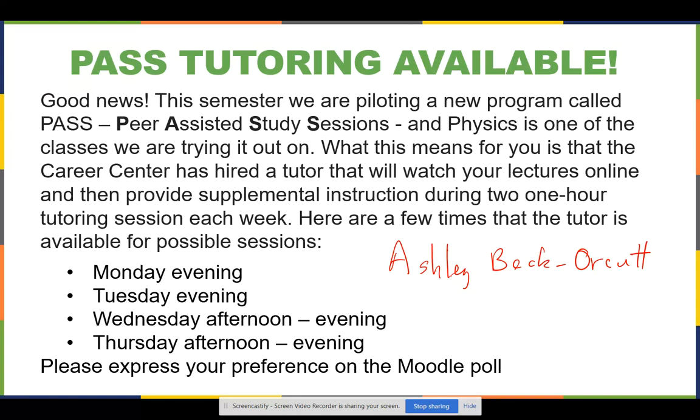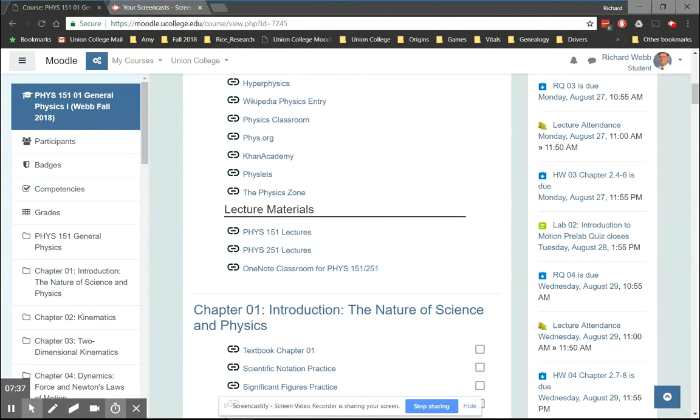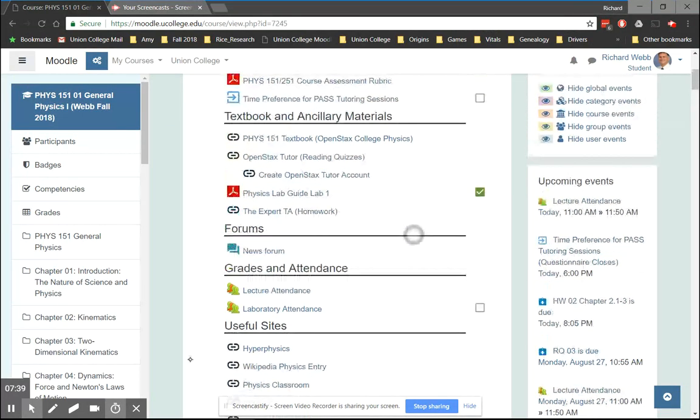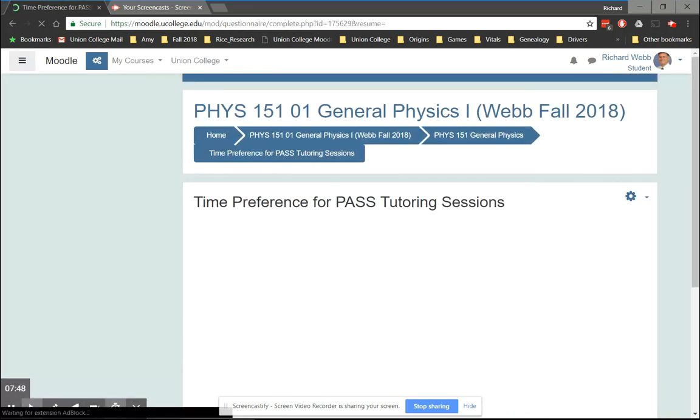So she's going to be listening to the lectures on YouTube, and then she's going to have 2 1-hour tutoring sessions. And so we have to decide when we're going to have those sessions. Her times available are Monday evening, Tuesday evening, Wednesday afternoon, evening, and Thursday afternoon, evening. So there is a poll on Moodle, and I put it up here near the top. Time preference for PASS tutoring. Please take this before 6 p.m. tonight to express your preference.